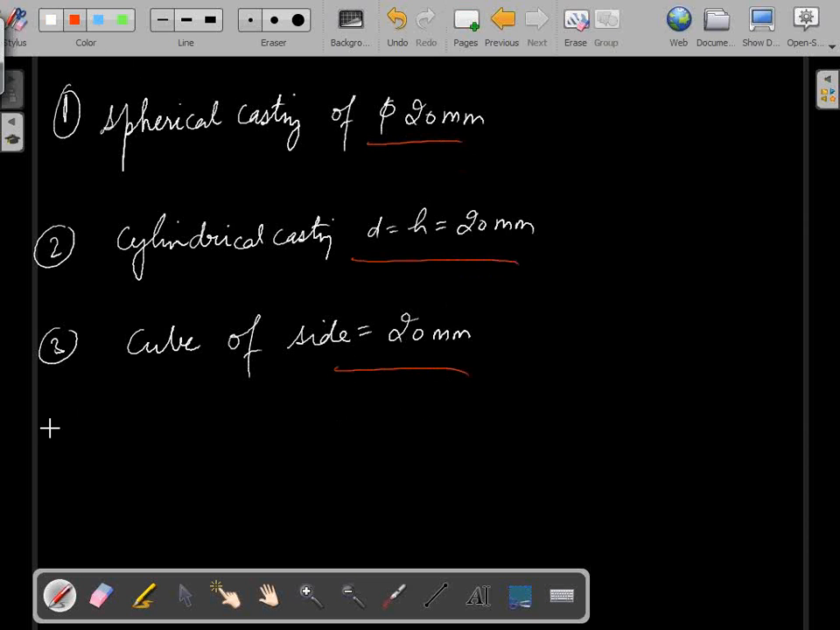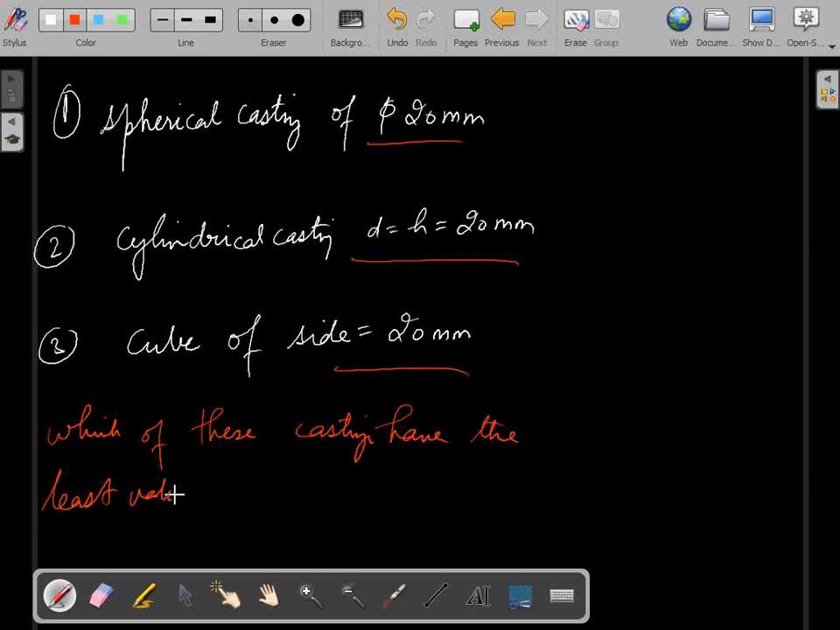You need to find out which of these castings have the least value of solidification time, or in other words, which freezes in the least amount of time. So this is the question that you need to look at. It's quite easy, just apply Chvorinov's rule and you'll be able to find it out. If you find it out, put it on the forum and we'll look at it.